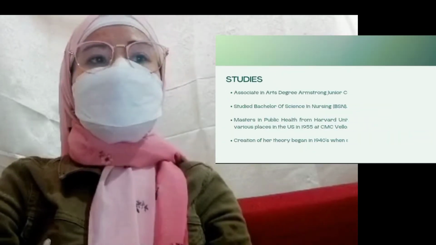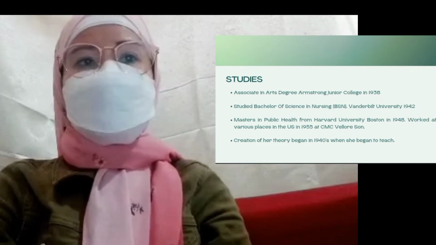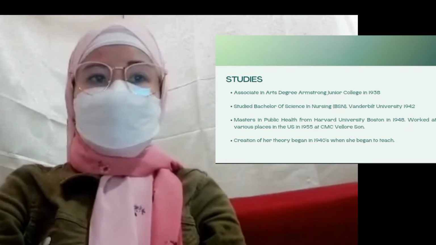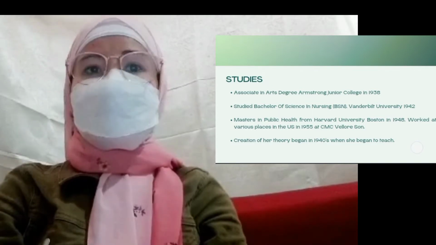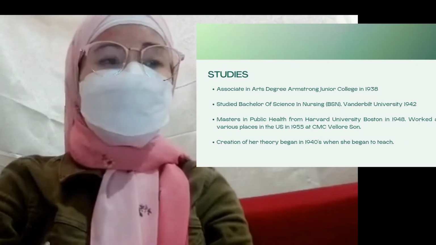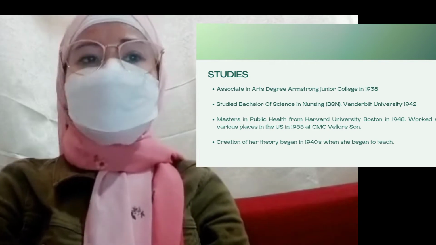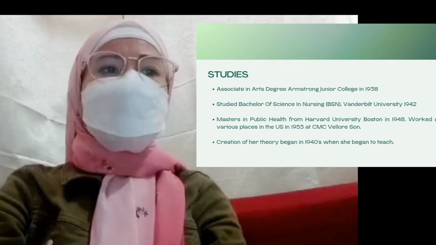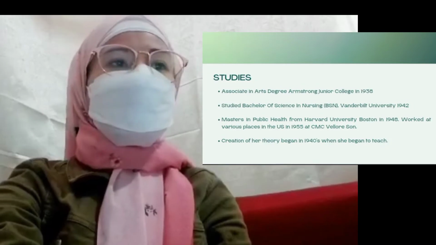Dorothy Johnson earned an Associate in Arts degree at Armstrong Junior College in 1938, and she studied for a Bachelor of Science in Nursing at Vanderbilt University in 1942. She got a master's degree in public health from Harvard University, Boston in 1948 and worked at various places in the U.S. The creation of her theory began in the 1940s when she began to teach.